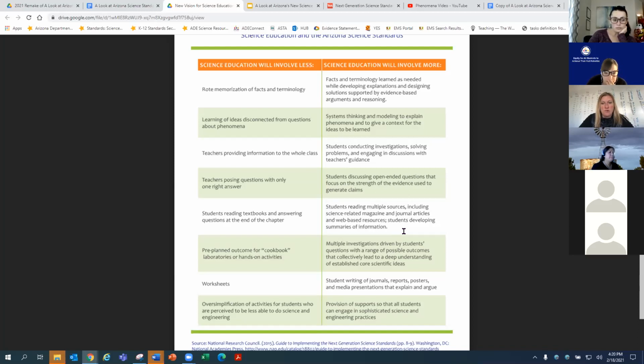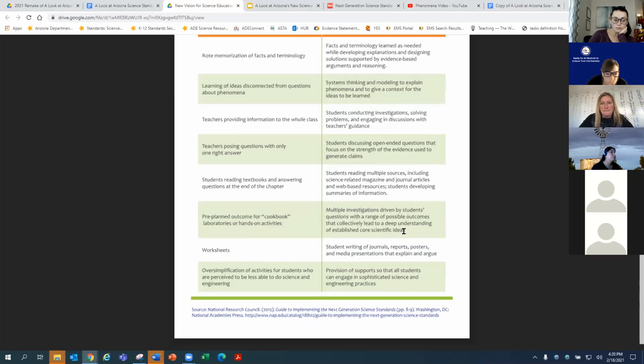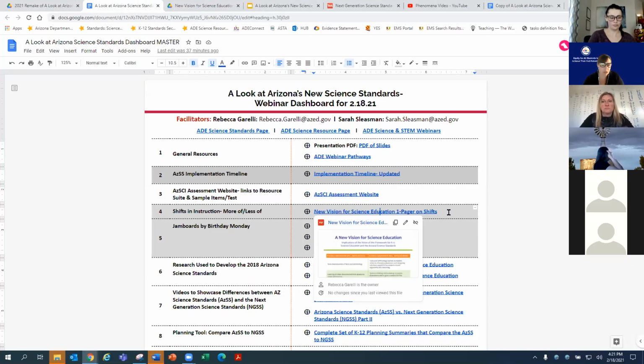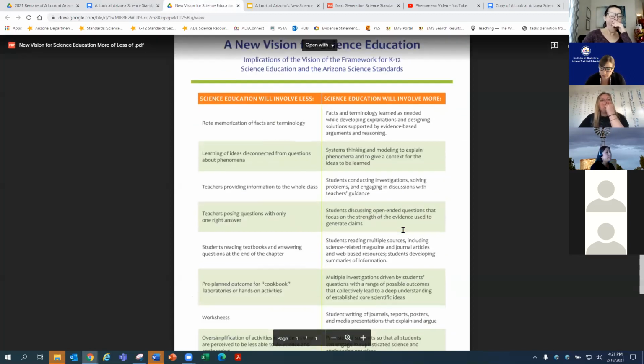There's about 1 minute and 20 seconds left. And I see someone just joined. So if you haven't opened a copy of this dashboard yet, please do. We are in number 4 in the dashboard. 25 seconds left. So start thinking about a few things that really stuck with you about these shifts in instruction that come with our new standards.